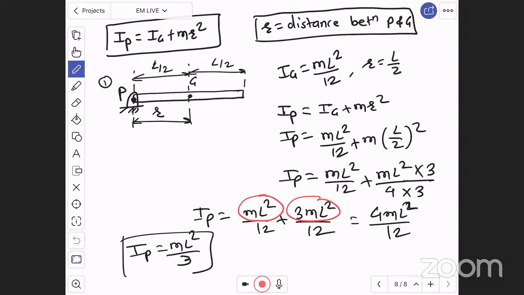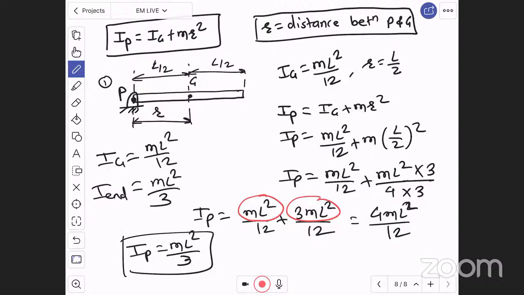Now remember, my dear students, remember this. I about any extreme end for a rod is ml square by 3. I about G for a rod is ml square by 12. But I about the end for the rod is ml square by 3. Remember, my dear students, right?